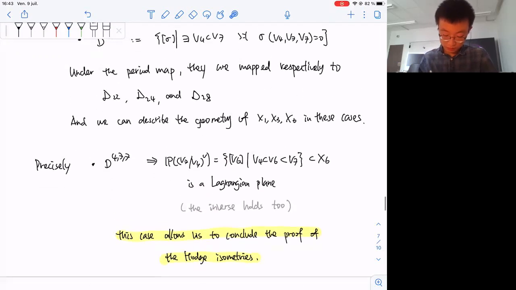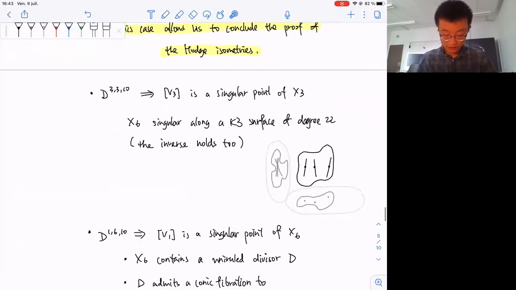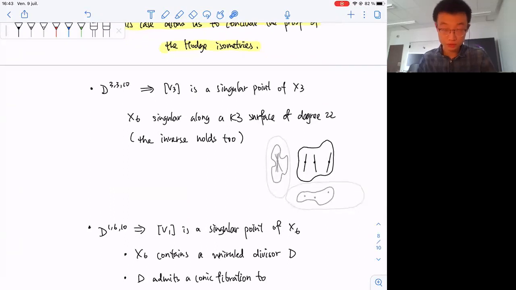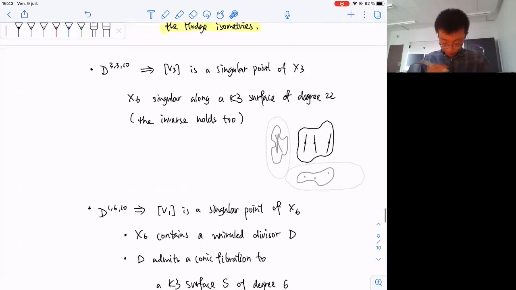This particular case allowed us to conclude the proof of the Hodge isometry, since we have this extra algebraic class, so we use it to compute the coefficient in the quadratic form, and we verify that it's -1. This allows us to conclude the proof. For the other 2 divisors, there is also some geometry, but I don't think I'll have time to explain.